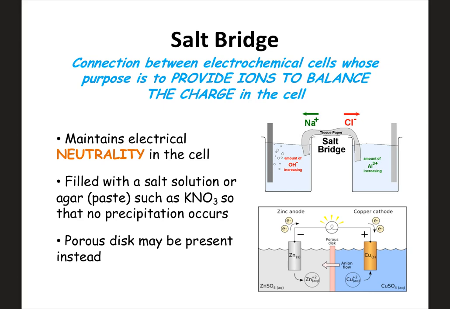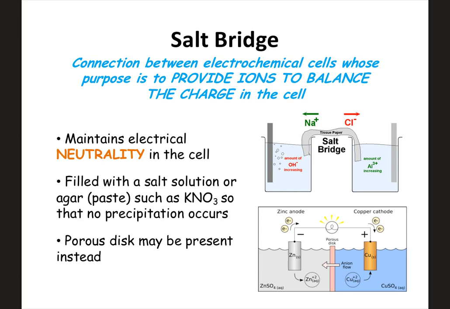Realize you don't have to just use KNO3. There are other substances that you can use in your paste or solution, but you want something that doesn't cause a precipitate. Maybe a porous disc is used instead. You can see here that these two electrochemical cells are separated by a porous disc rather than an actual bridge. So in our lab, we actually will use a little piece of filter paper.